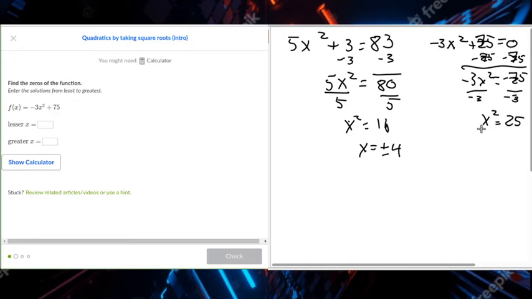And then we'll take the square root of both sides, and we'll get x is equal to positive or negative 5. Negative 5 squared is 25. Positive 5 squared is 25. Put the lesser x in here, and the greater x in here. Greater means bigger, lesser means smaller.